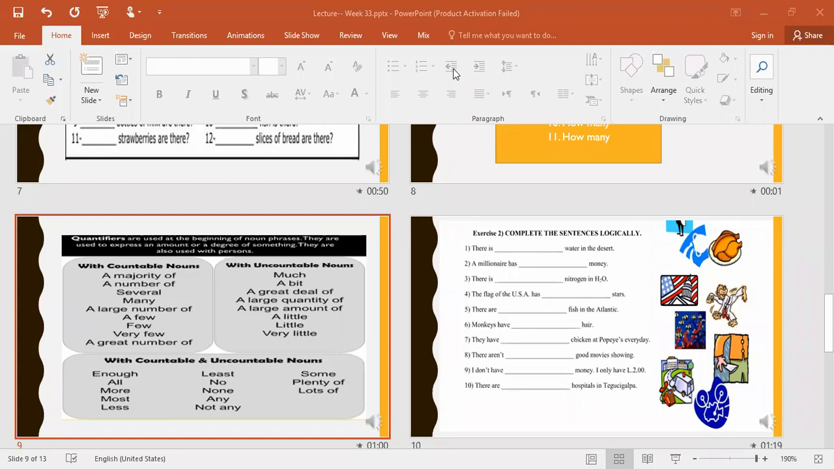Number 6, monkeys have hair. Is hair countable or uncountable? Uncountable. Uncountable, very good. So we have to look at the box of the uncountable nouns. So much, a bit, a large quantity. How do you see monkeys? Do they have much hair or a bit of hair? Or very little hair? Based on your information.